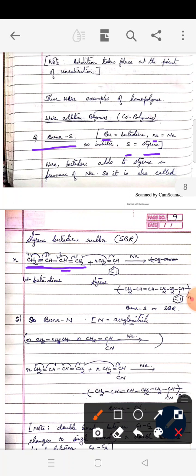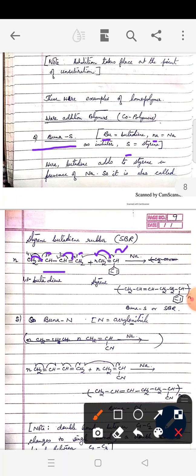And what is styrene? In ethene, if you replace one of the hydrogens by a benzene ring, then the compound which we get is called styrene, and the initiator here is sodium. So we call it BUNA-S. When addition polymerization takes place, what happens here? All the double bonds break homolytically. Now each of the carbons generates a free radical.